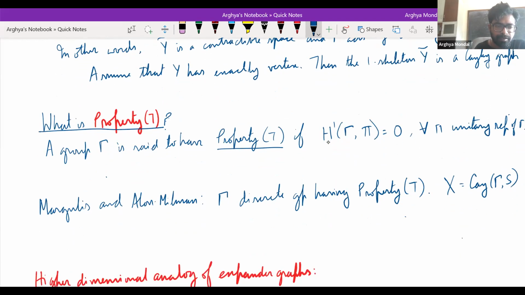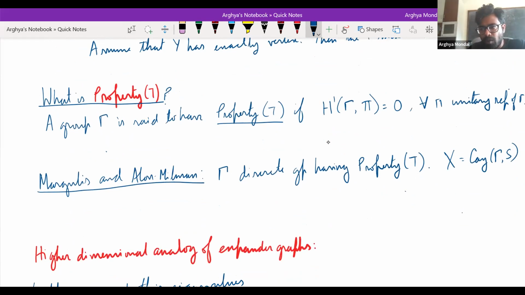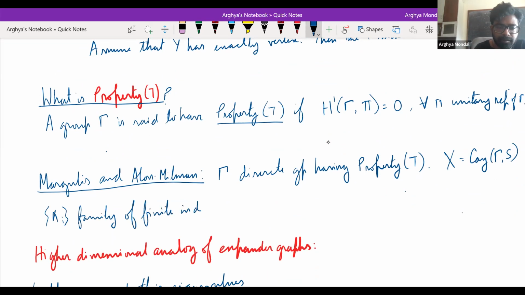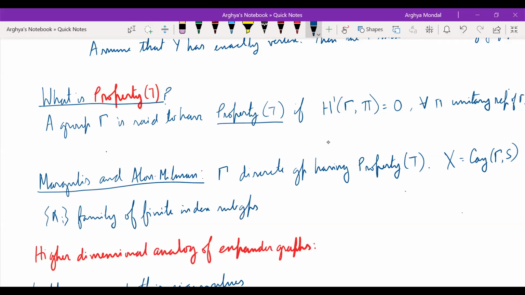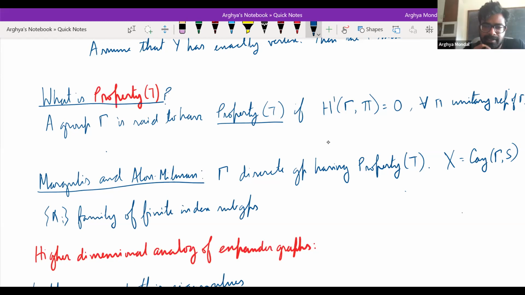This construction is originally by Margulis, but he did it for a special case, and in general it was done by Alon-Milman. So you take any discrete group having property T, and if a discrete group has property T, then it is finitely generated. So you take a finite generating set S, and you consider its Cayley graph, and you consider a family of finite index subgroups, which are becoming... You probably need residual finiteness for this. Yes.